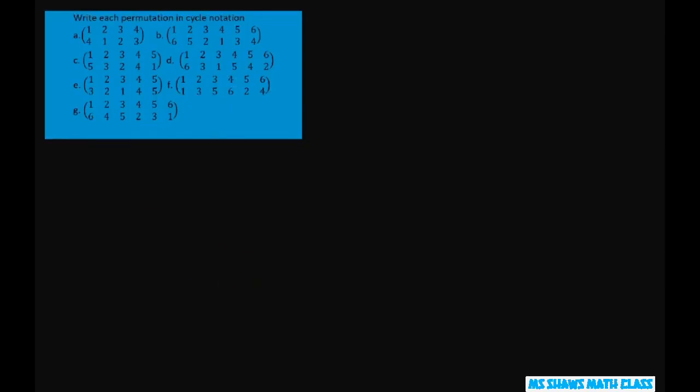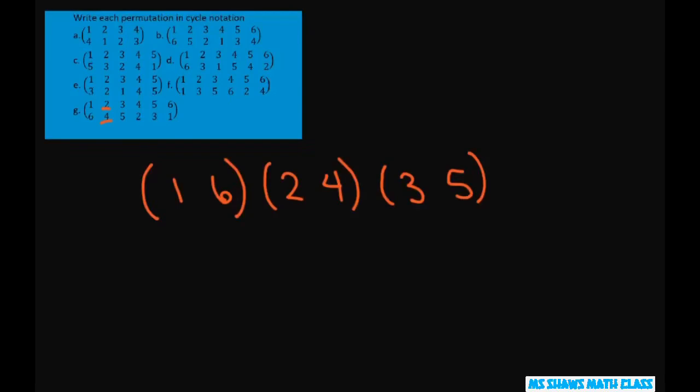And finally, the last one, we have 1 maps to 6, 6 maps back to 1. 2 maps to 4, and 4 maps back to 2. 3 maps to 5, and 5 maps back to 3.